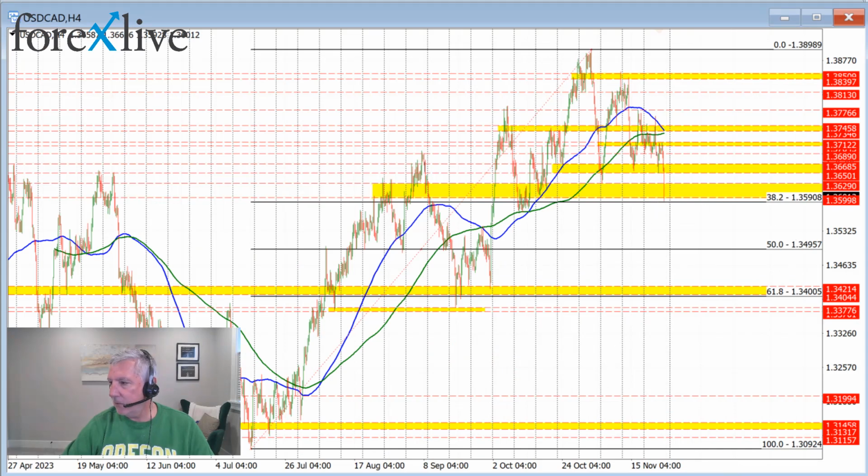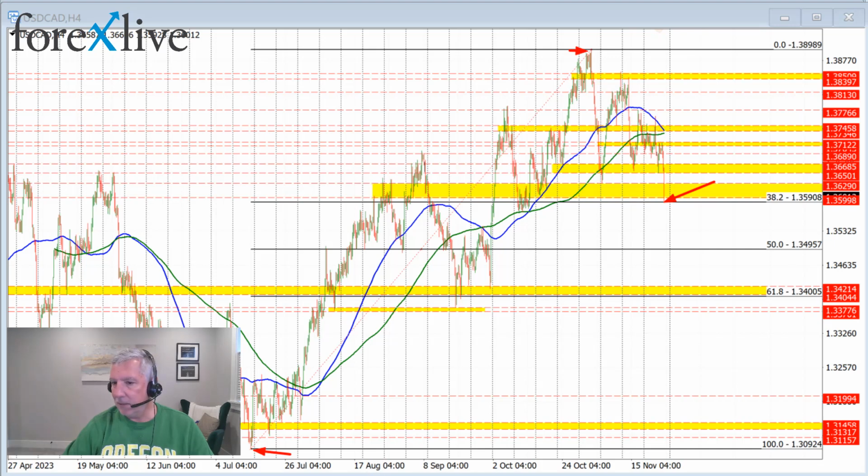It is currently testing its 38.2% retracement of the move up from our low price that we saw in July to the high price that we saw in the month of October, early November. That level, 38.2, comes in at 1.35908, and you can see that the price came right down to that 38.2% retracement and found support buyers against that level.